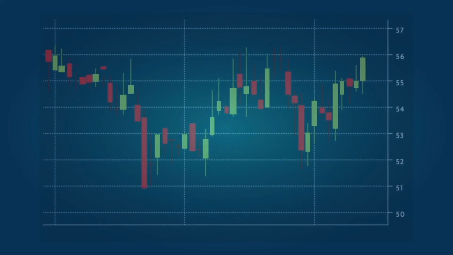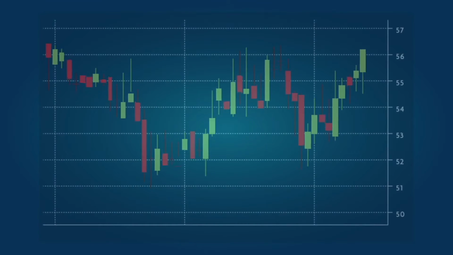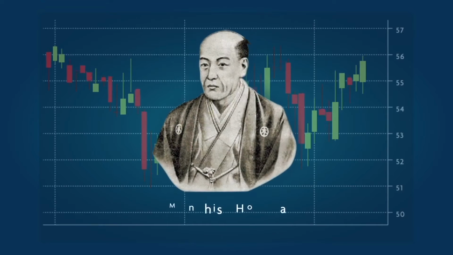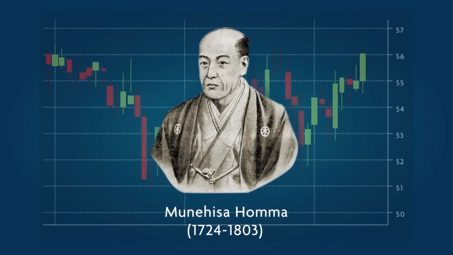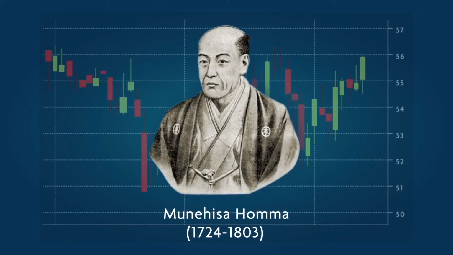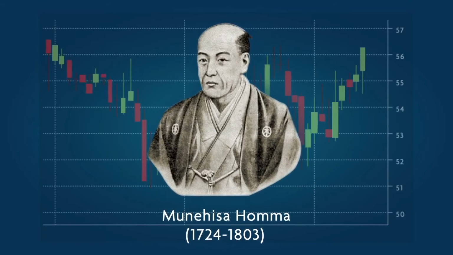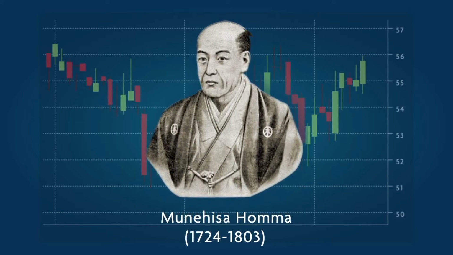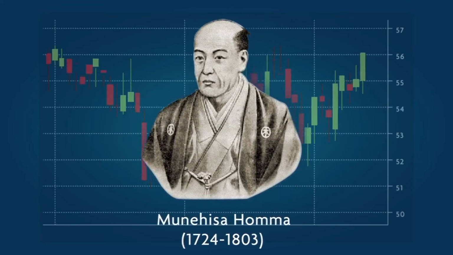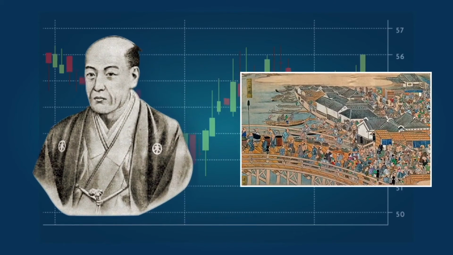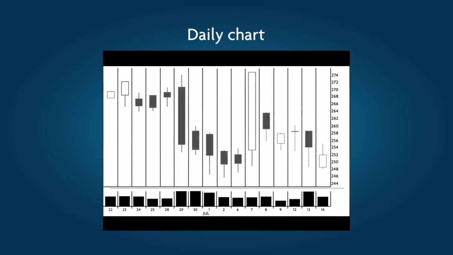Day traders use the Japanese candlesticks charting method almost exclusively. This method was developed by Munehisa Homma, 1724 to 1803, a Japanese rice trader who was the first to make use of past rice prices to predict future prices. Homma became extremely wealthy from the rice trade, and his Japanese candlestick method still serves us well, nearly 3 centuries after it was invented. Here's an example of a typical daily Japanese candlestick chart.